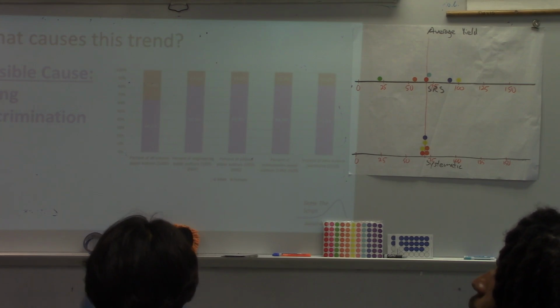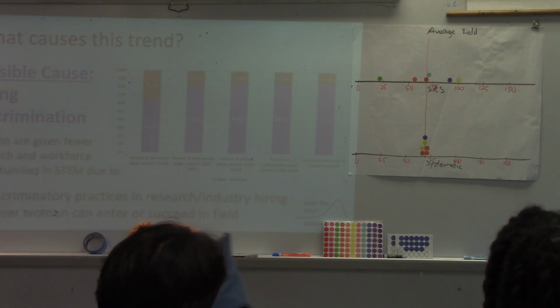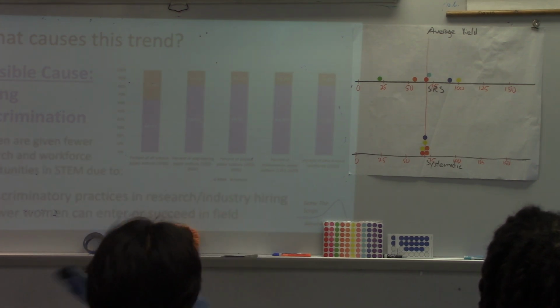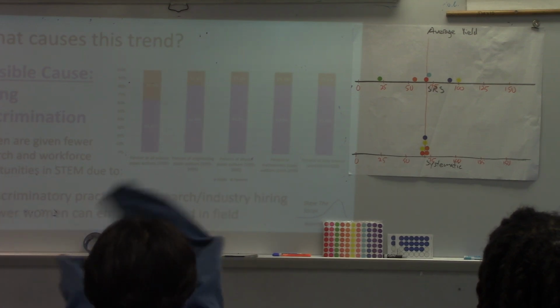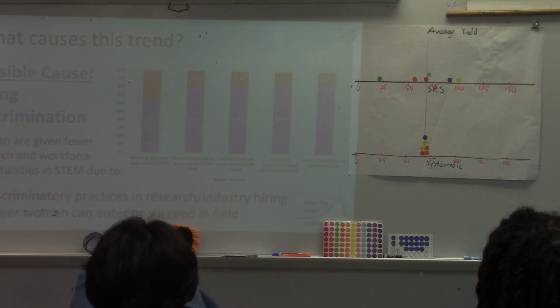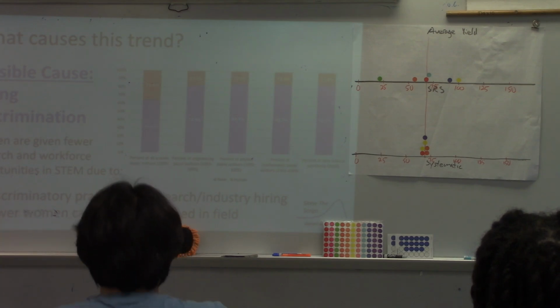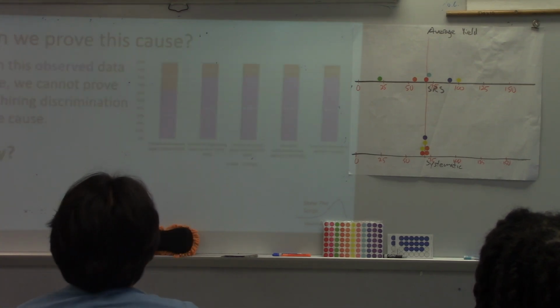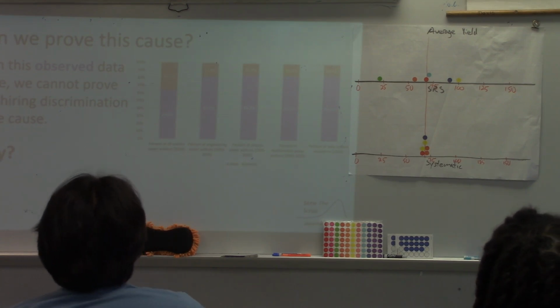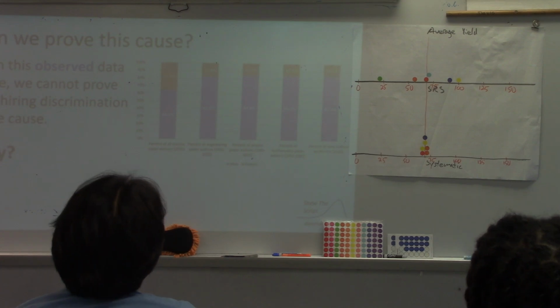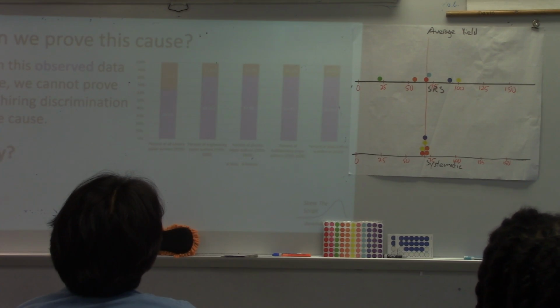That's the question, right? We know for sure there's these two things. So women are given fewer research and workforce opportunities in STEM due to either discriminatory practices in research industry hiring, or fewer women can enter and succeed in the field. So that could be the cause of it, right? So can we prove this cause? Well, one group of people decided to try and find out. They put in job applications for female names, etc.